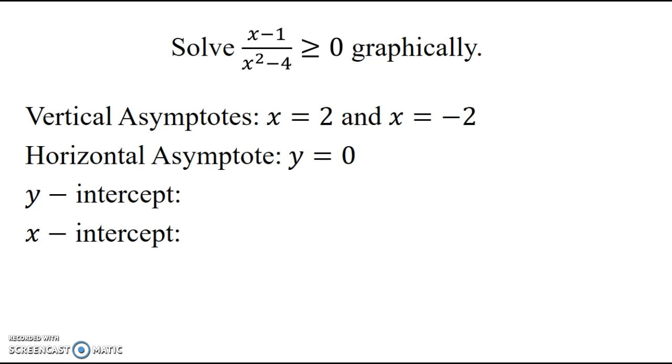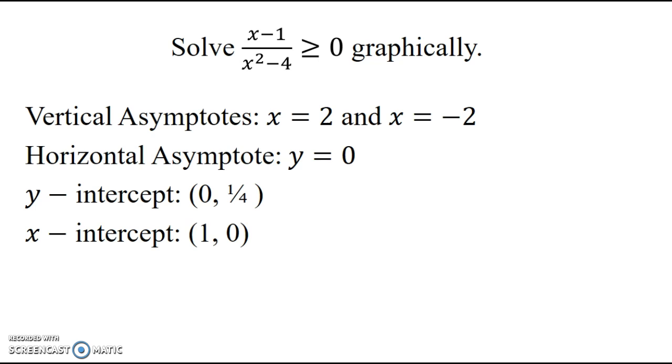To figure out my y-intercept, I'm going to plug in 0 for x. So if I substitute 0 in for x in the numerator and 0 in for x in the denominator, I'm going to end up with a value of 1/4. So my y-intercept is going to be at 0, 1/4. For my x-intercept, I need to figure out what's going to make that numerator 0. So if I set my numerator equal to 0, I'm going to find that my x-intercept is at 1, 0.